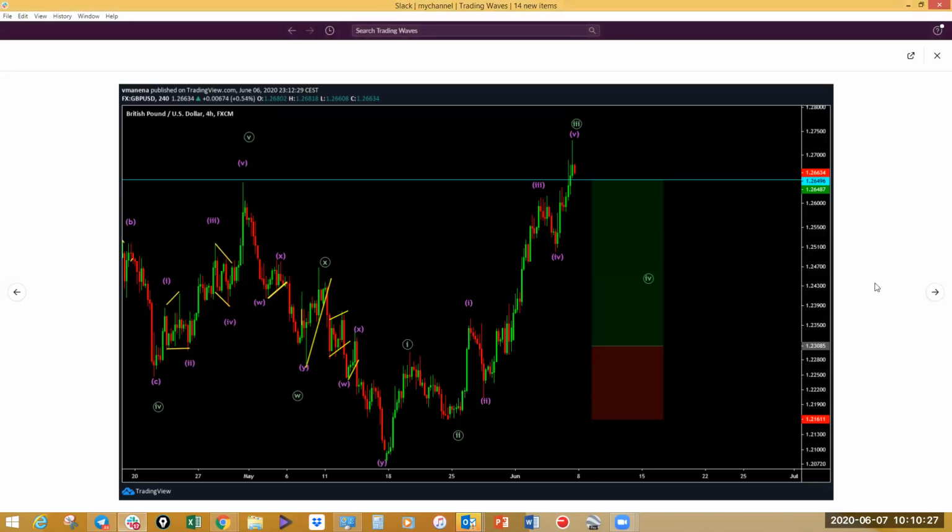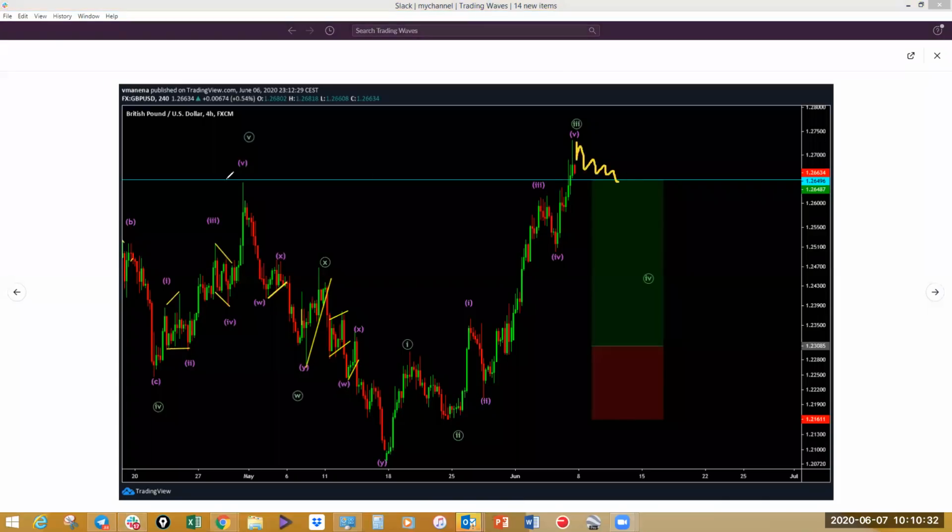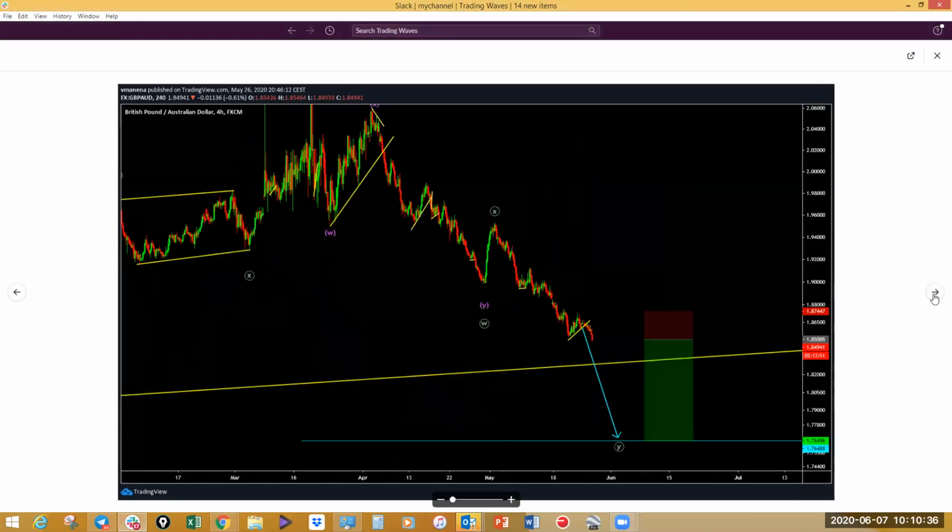Pound US dollar, so what do I expect with pound US dollar? We're simply expecting that it's going to make a pullback at current levels. We'll look at this one again when we do the market analysis, because there's something that we need to look at there. It's absolutely critical.